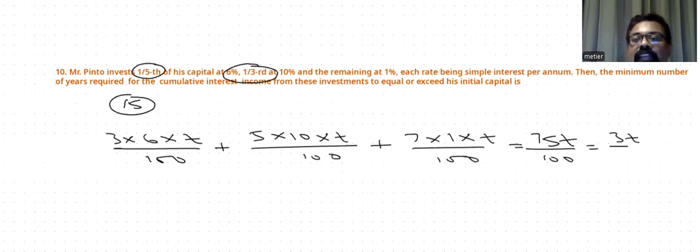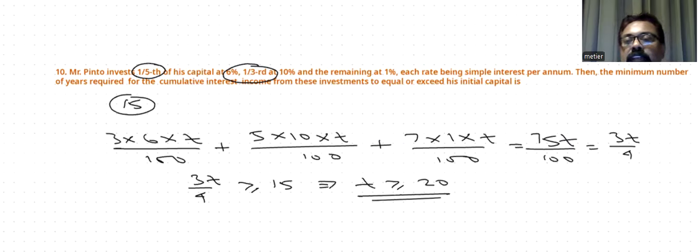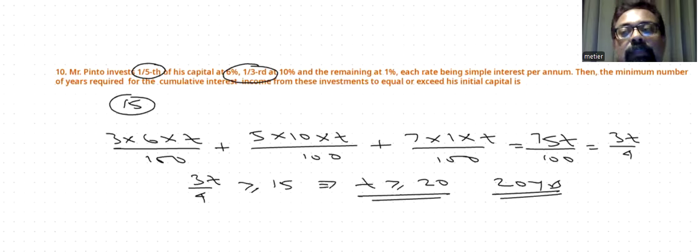Now what are we getting here? 3T by 4 will be greater than or equal to 15. So T is greater than or equal to 20. So the answer is 20 years. Done. If you follow the techniques, you can easily solve all the questions smartly. We will be coming with a second video very soon. Thank you.